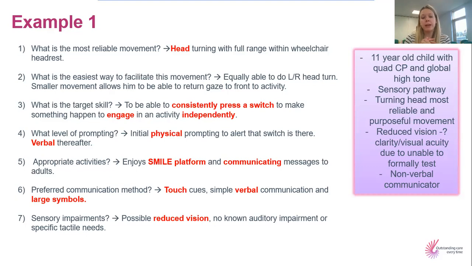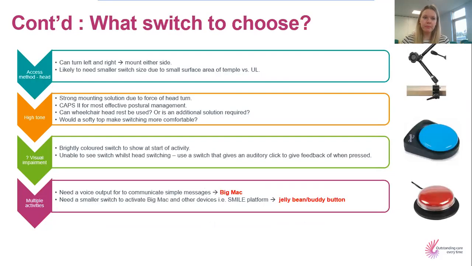They just needed some initial physical prompting to tell them that their switch was being put by their head, and then just verbal afterwards. They liked power mobility and communicating messages to adults. Their preferred communication method was large symbols, simple verbal communication, touch cues. They might have had reduced vision, but no other sensory needs.